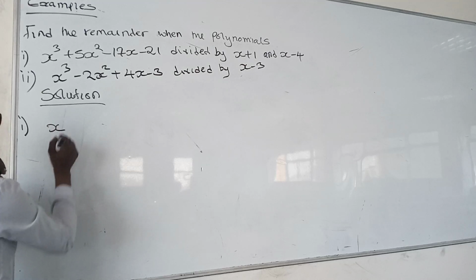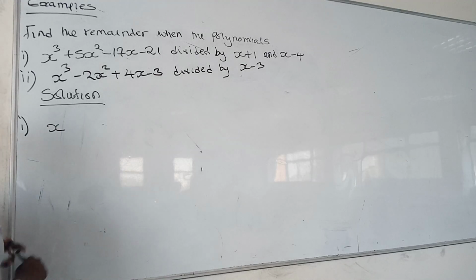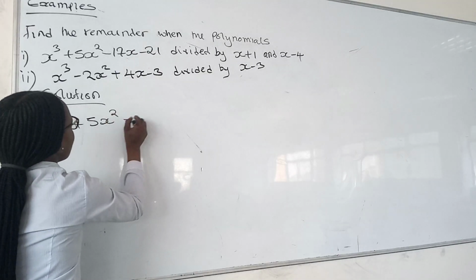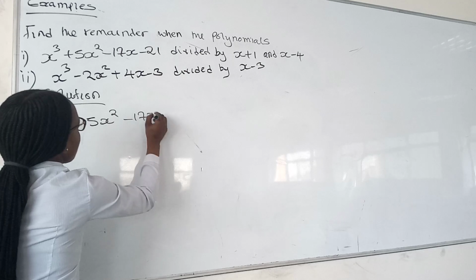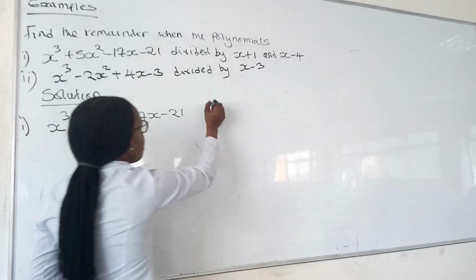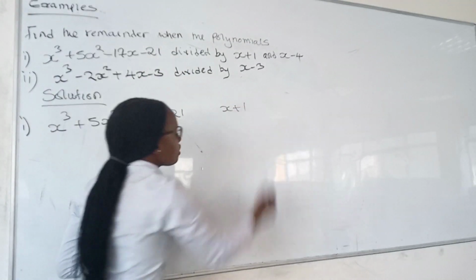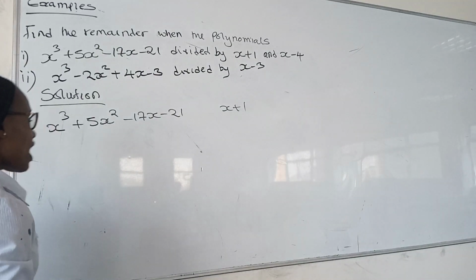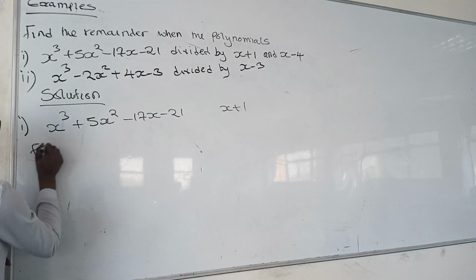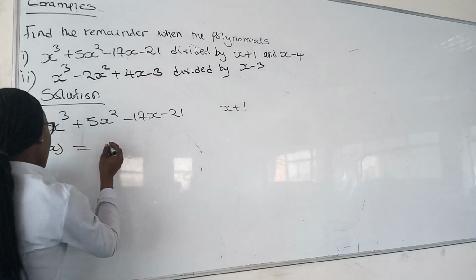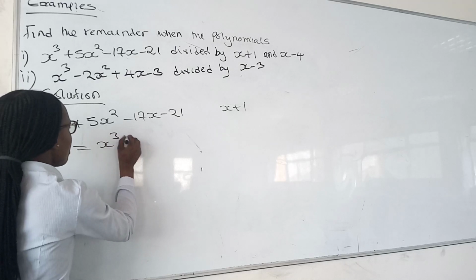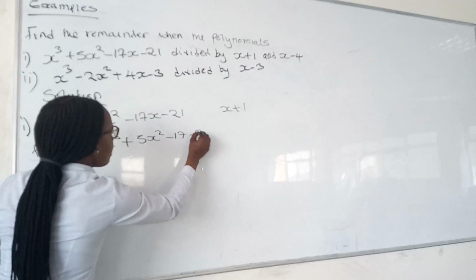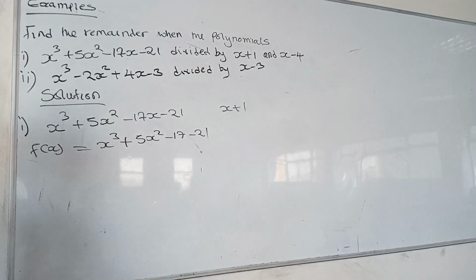x to the power 3 plus 5x to the power 2 minus 17x minus 21, and this is divided by x plus 1. What does it tell us? What does it communicate to us? This simply means that we have this function which is f of x equated to x to the power 3 plus 5x to the power 2 minus 17x minus 21. That is what we have.